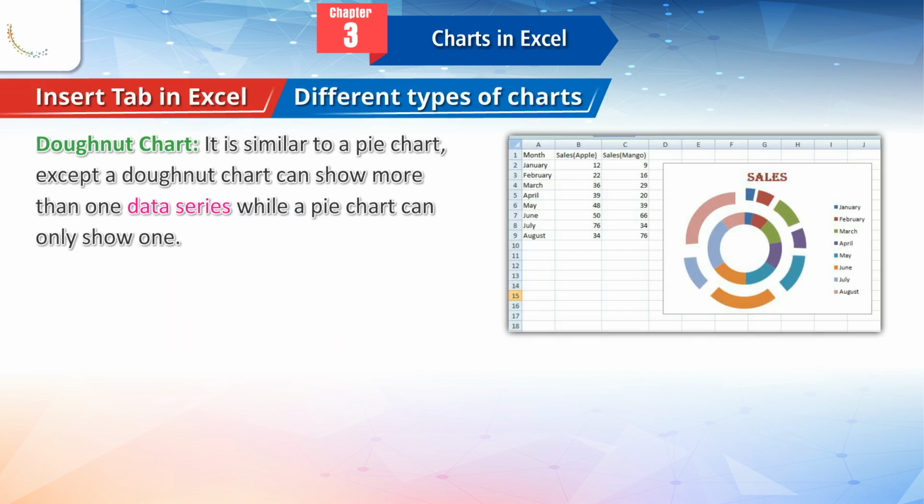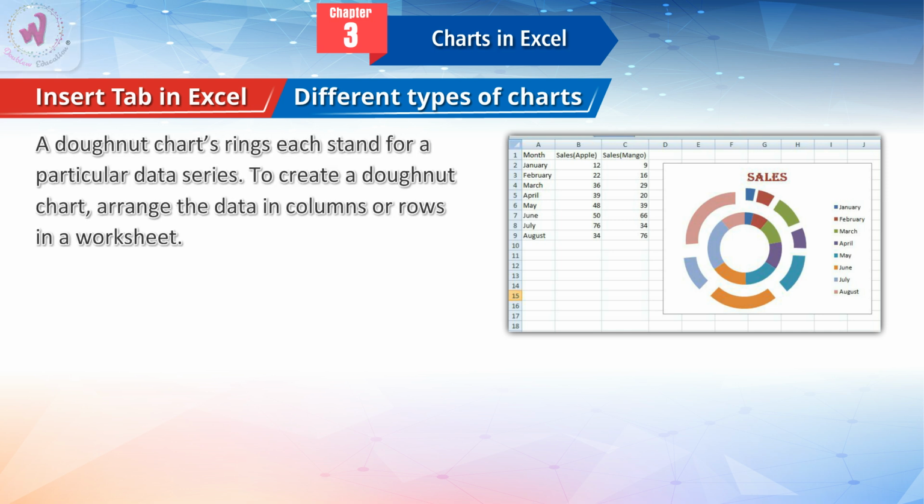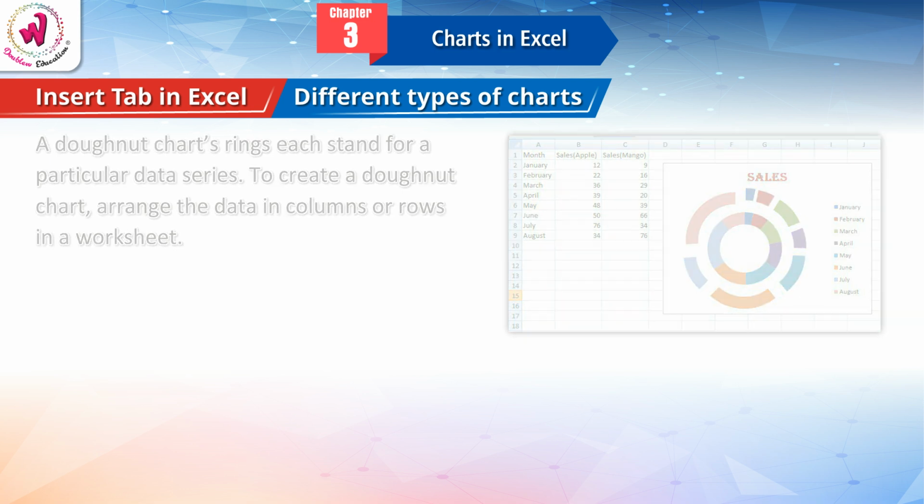Donut chart. It is similar to a pie chart, except a donut chart can show more than one data series, while a pie chart can only show one. A donut chart's rings each stand for a particular data series. To create a donut chart, arrange the data in columns or rows in a worksheet.